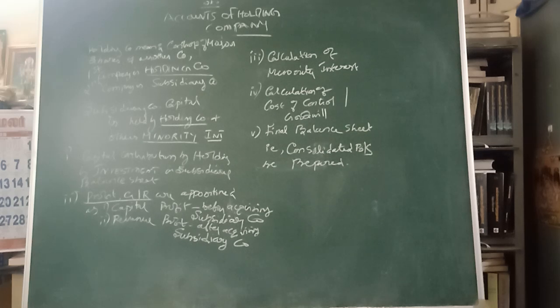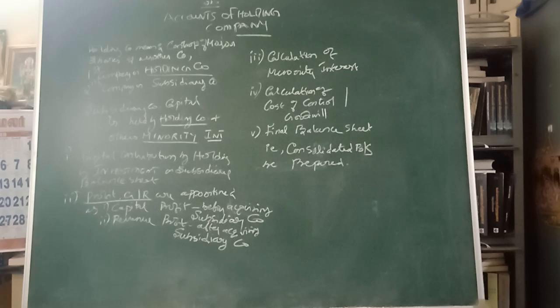In this topic of accounts of holding companies, we have two terms. One is holding company and another one is the final accounts. Actually, this should not be called final accounts. So what is a holding company? A company which holds the affairs of another company. The company which controls the majority of shares and which controls the management of another company, that is called accounts of holding companies.